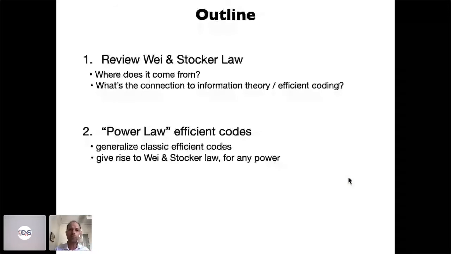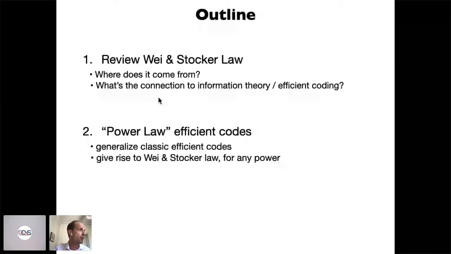And the structure for the talk will be as follows. I'm going to spend probably about two-thirds to three-quarters of my time trying to unpack this basic law, the Wei and Stocker law that I just described to you briefly. So where does it come from? Where is this relationship between bias and discriminability? What does the derivation look like? What does it mean? And then secondly, what is the connection to information theory and efficient coding? In other words, what can it tell us about how neurons encode efficiently the external world?